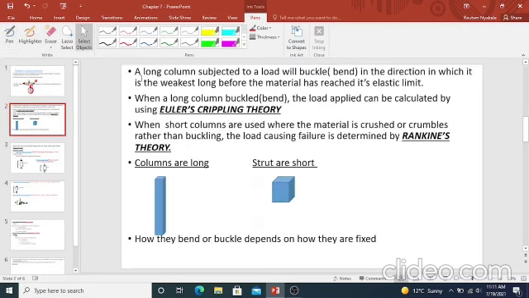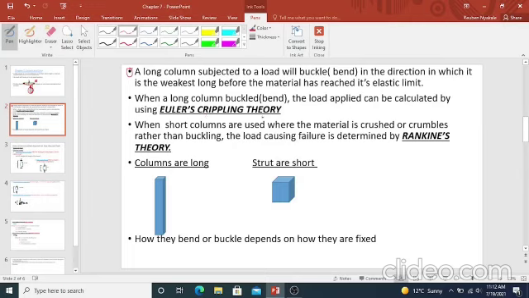Right, let's continue. A long column subjected to a load will buckle, or bend in the direction in which it is the weakest, long before the material has reached its elastic limit. Now, in short, the beam will buckle or bend on its weakest side, and the weakest side of the beam, we know, is the longest side, and this has to do with the Iyy. That's what that statement simply says.